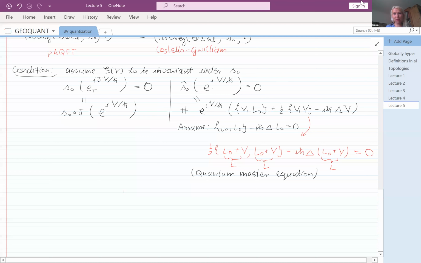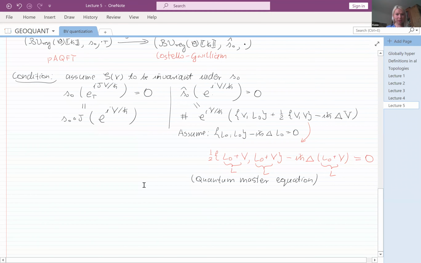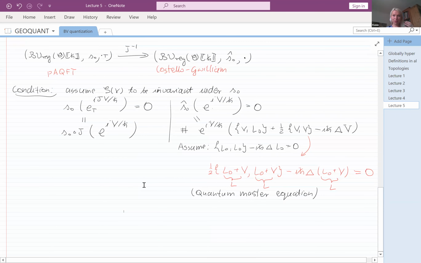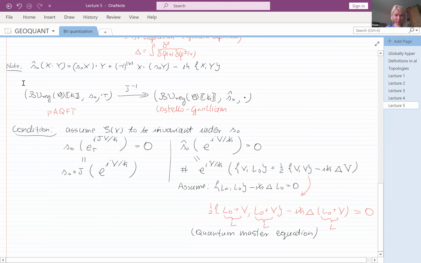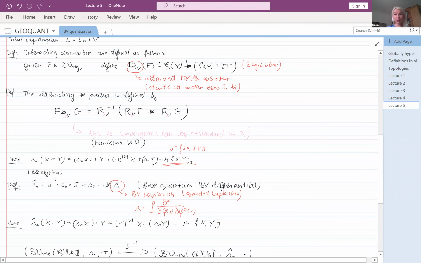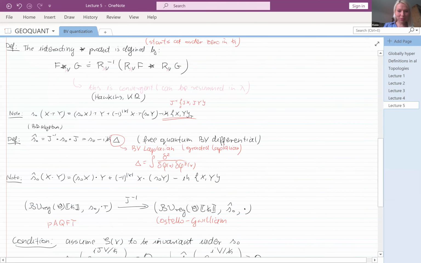Now, why do I need that? Well, first of all, I'm going to need that for the definition of the quantum interacting BV operator. Okay, so I have this S0 hat, but now I really want to have the interacting version of that. And again, I have these maps RV that relate free and interacting theory. So why not use them?